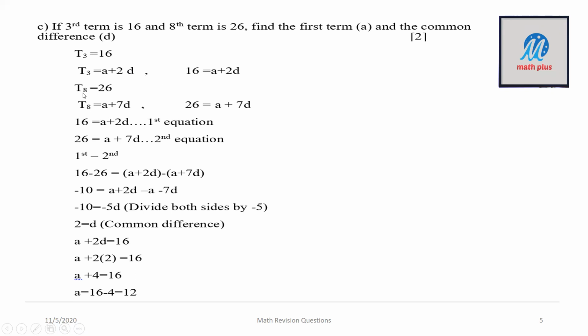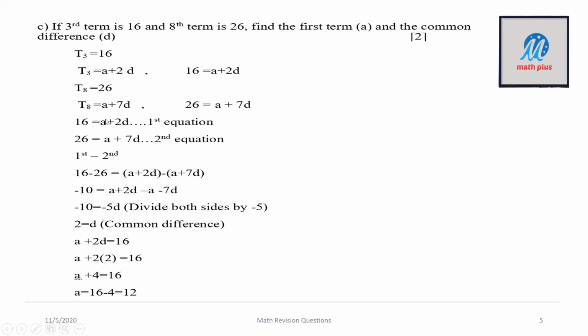Right. I know my T8, the eighth term, is 26. So T8 is A plus 7D. So I have made it as 26 equals A plus 7D. Now I have two equations. So this is my first equation with the third term. This is my second equation with the eighth term. Now what should I do? These are two equations, and we know how to simplify those. This is kind of a simultaneous equation.